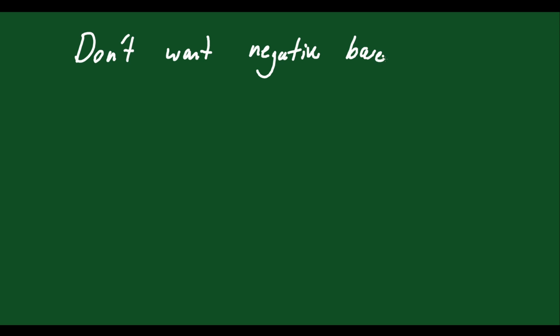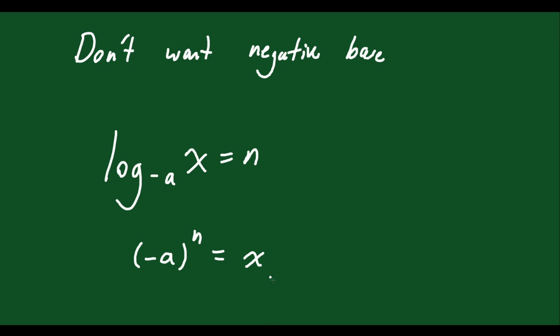Now, one rule that's important to keep in mind is you don't want to have a negative base. And when I say base, I'm referring to that little number next to the log. So like log base negative a of x is equal to n. You don't want this number here to be negative like that, okay? Because if you were to rewrite this as an exponent, you'd get negative a to the n is equal to x, right? Meaning that depending on this n value here, whether it's even or odd, things are going to get messy because your answer is going to switch between positive and negative all the time, right?